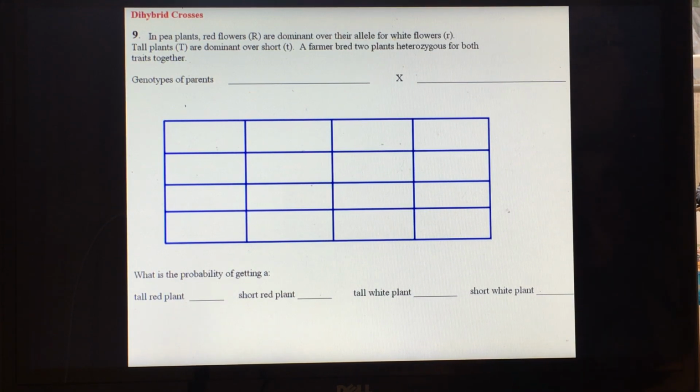So now we're going to do dihybrid crosses. In pea plants, red flowers are dominant over the allele for white flowers, and tall plants are dominant over short plants. So a farmer bred 2 plants that are heterozygous for both traits. That means that the genotype of the parents would be big R, little r, big T, little t.